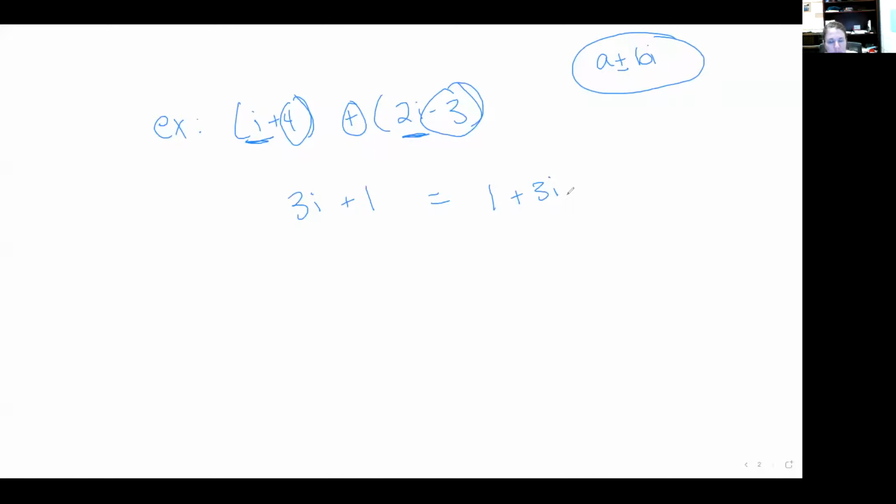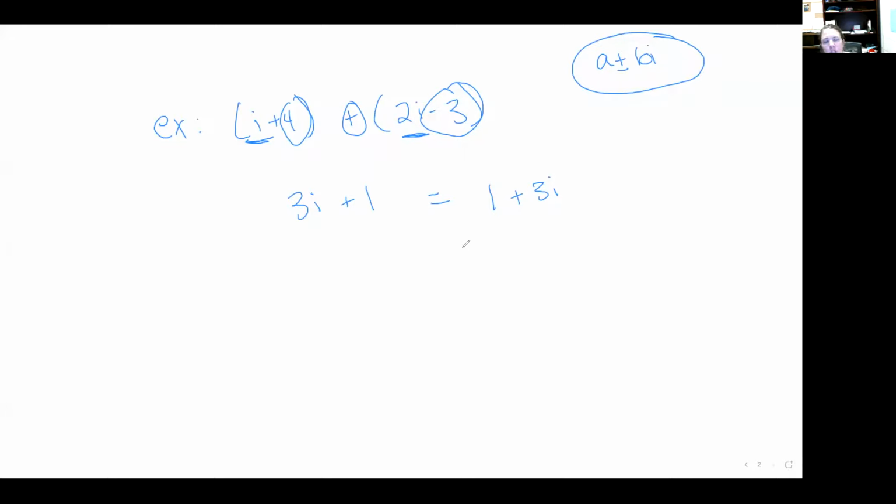It's a little bit blurry. Can you see it? And then you press enter until you get 1 plus 3i, which I believe is the answer that we got. Yep, 1 plus 3i, sorry. That is the answer that we got, 1 plus 3i.